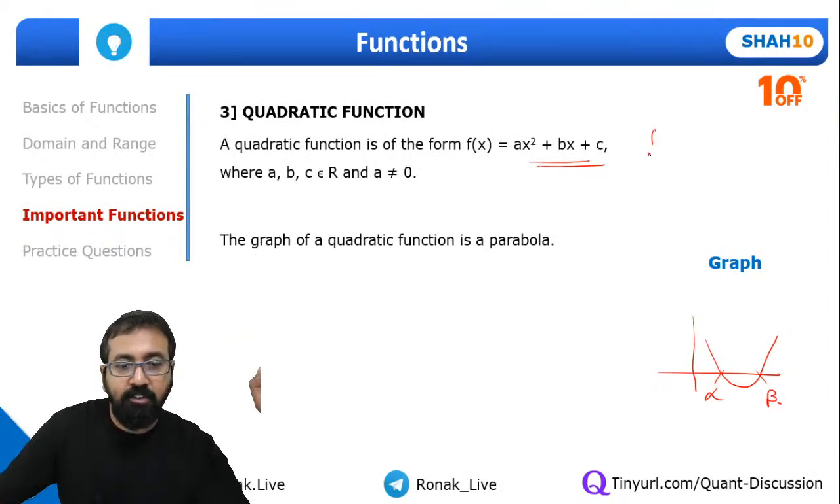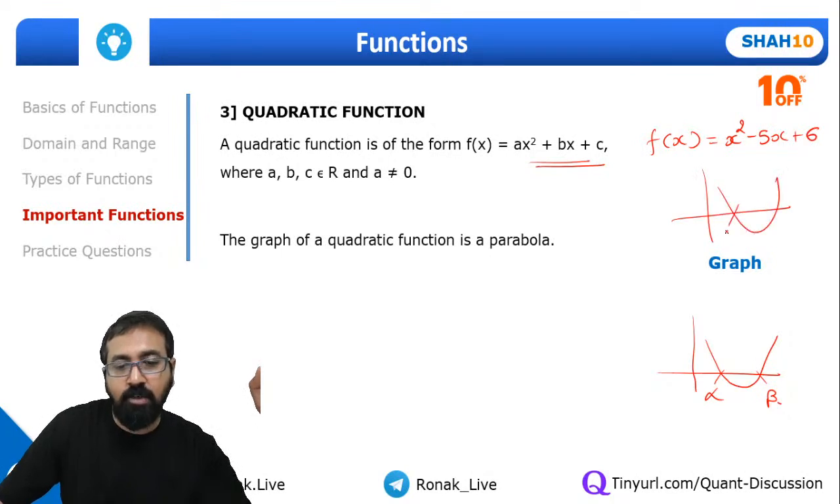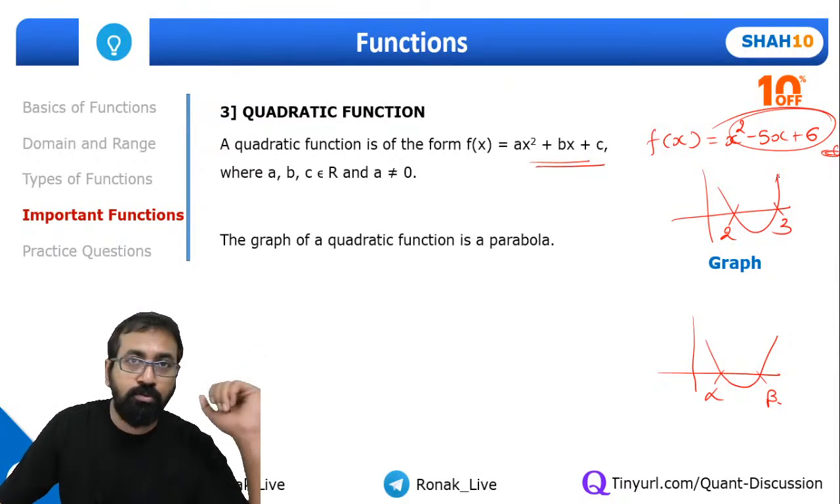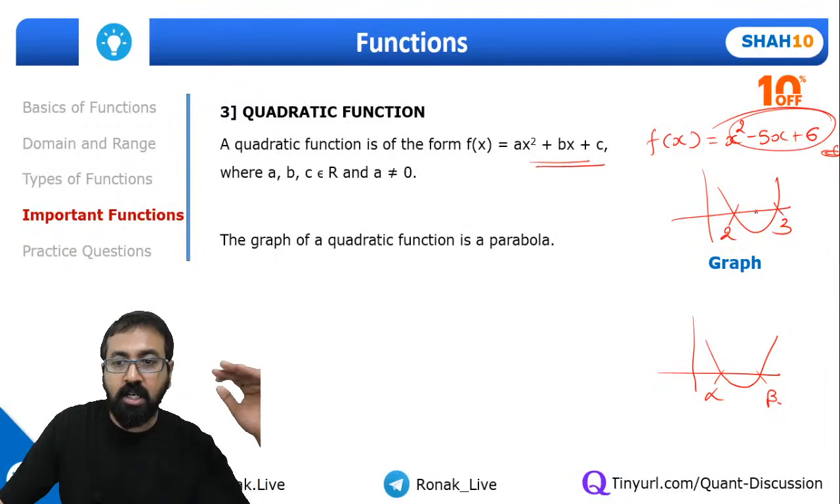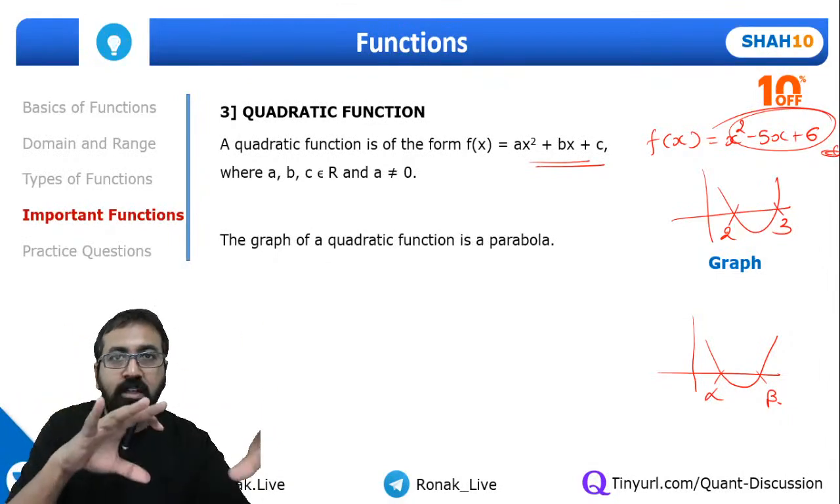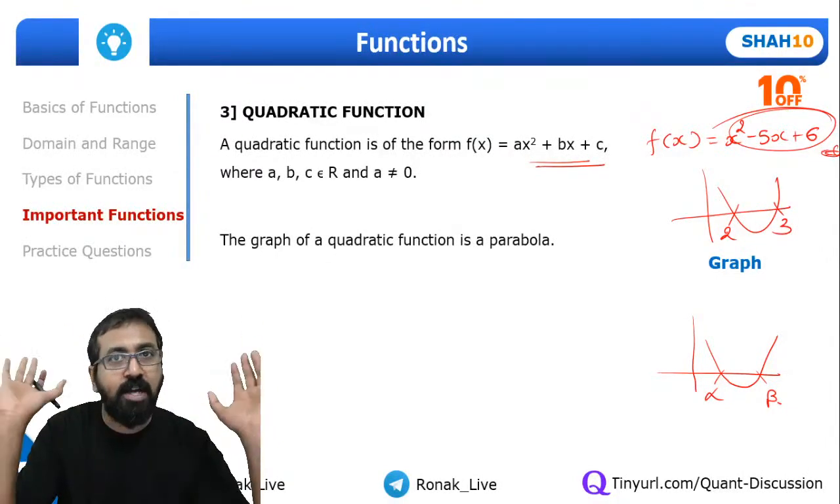So for example, if I take a quadratic function x square minus 5x plus 6, and if I draw the graph, it will be like this, and it will cut over here at 2 and 3, because when you equate this to 0, the roots come out to be 2 and 3, right? So it will cut the x-axis at 2 and 3. Are we clear? Guys, I'm going a little fast because I'm sure all of you are clear with these points. I'm just relating it with the function.